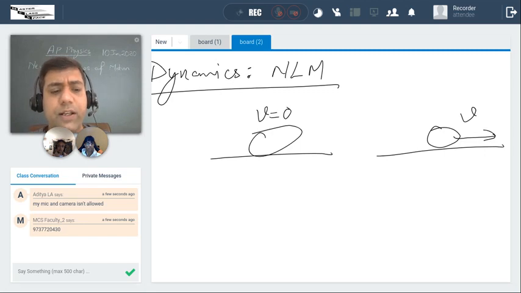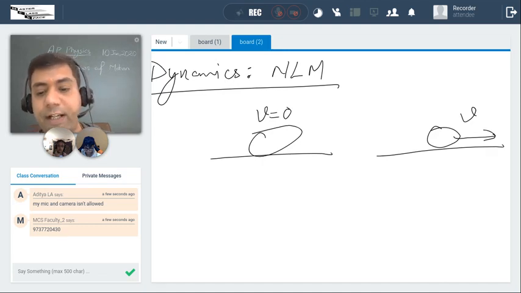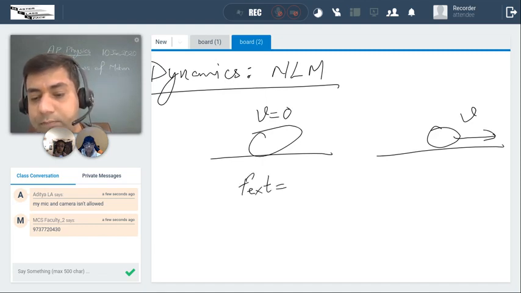Any force which is acting from outside the system is going to be an external force. So a body at rest remains at rest until and unless some external force is applied on it, which means F external is going to be 0.